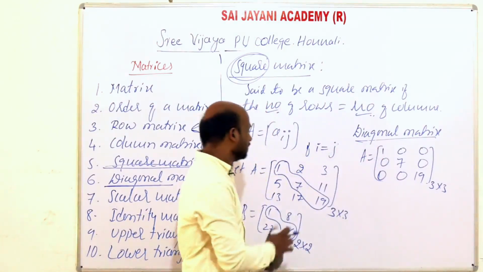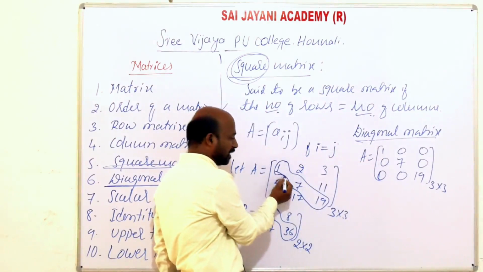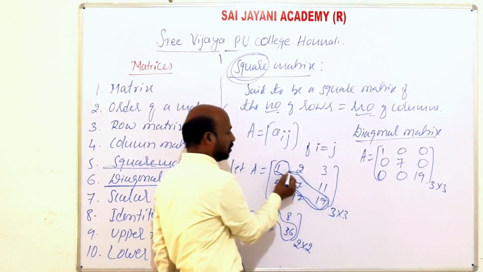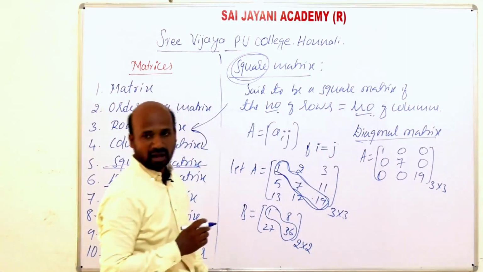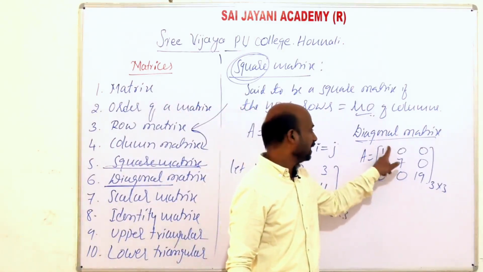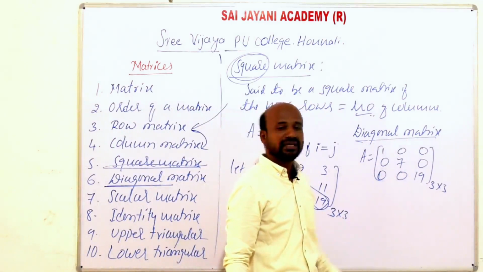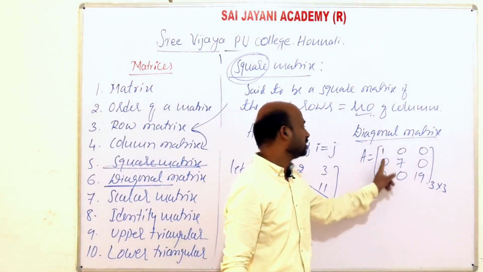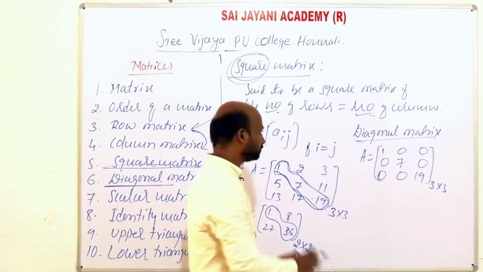Diagonal elements means in a square matrix, the elements from left top corner to the right bottom corner are called the diagonal elements. Here, see in this case, it contains only diagonal elements 1, 7, 19. All the non-diagonal elements are zeros.